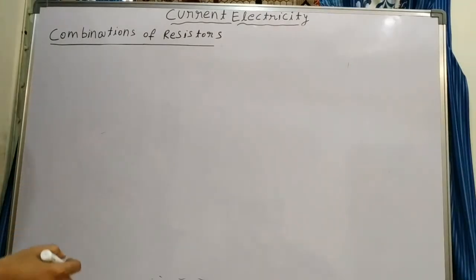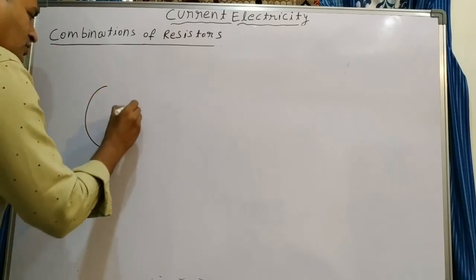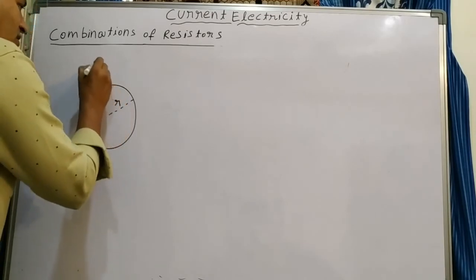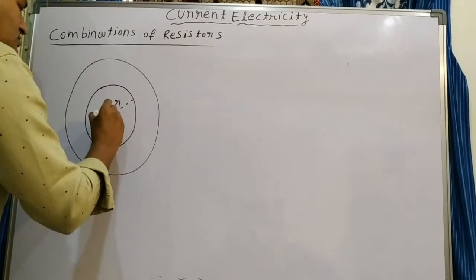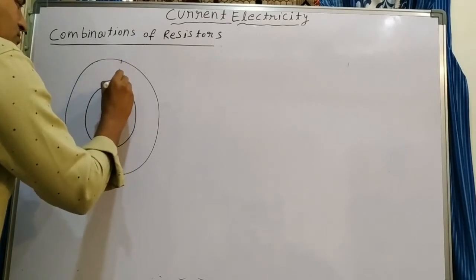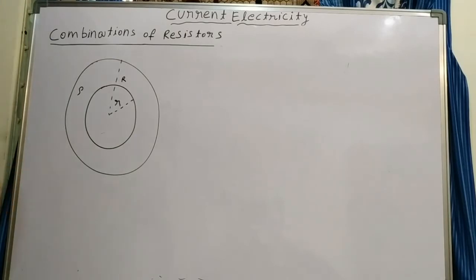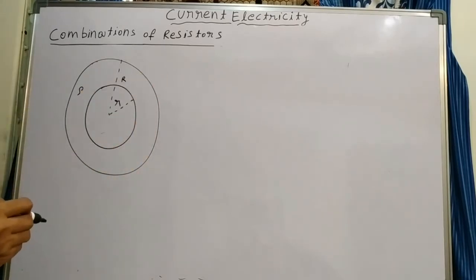Now see another case. There is a hollow sphere which has inner radius small r and outer radius capital R. The resistivity of the material is rho. Suppose what is the resistance between the inner surface and the outer surface, or if you connect a battery between the inner and outer surface, how much current is flowing, they can ask a question like that.